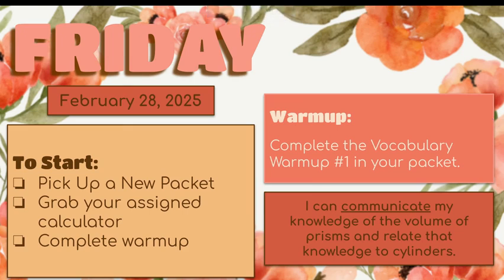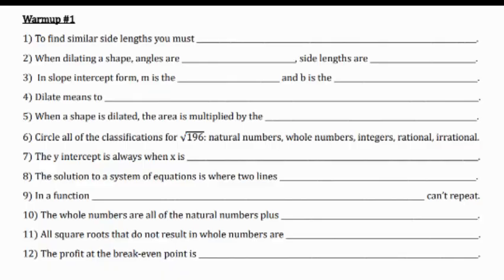Alrighty, so you need to have a new packet. You should have your calculator, and you're going to complete the vocabulary warm-up number 1 in your packet. So, vocabulary warm-up number 1, to find similar side lengths, you must set up a proportion.